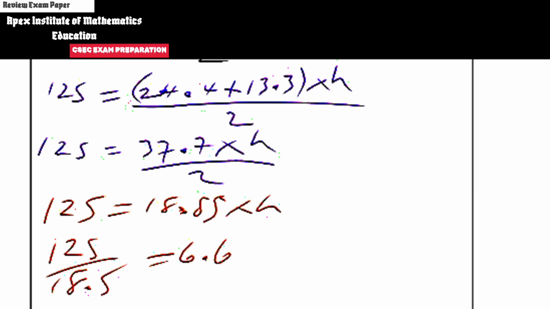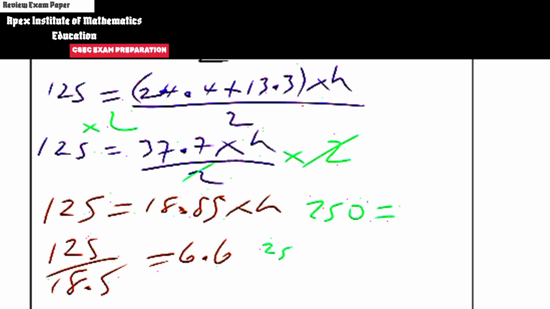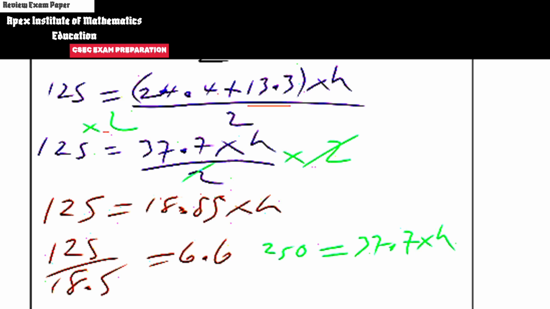Okay. Now, alternatively, like I said, we could have just multiplied both sides by 2. So we'd have ended up with 250 on the left, because this 2 cancels this 2, and that's going to be equal to 37.7 times H. If you split the difference between the 37.7 and the H, the opposite of multiply is divide, so we divide 250 by 37.7 and you end up with the same answer. H would still work out to be 6.63 or 6.6 centimeters.